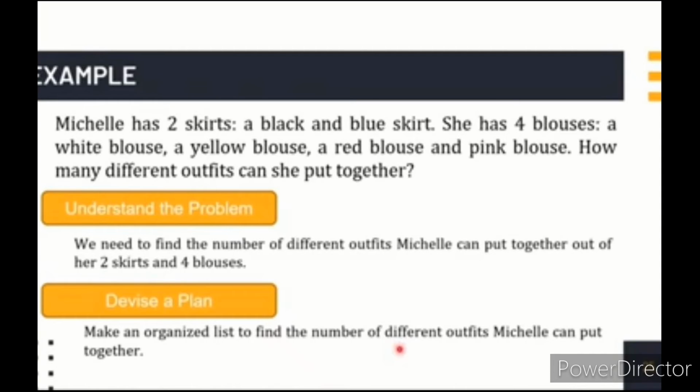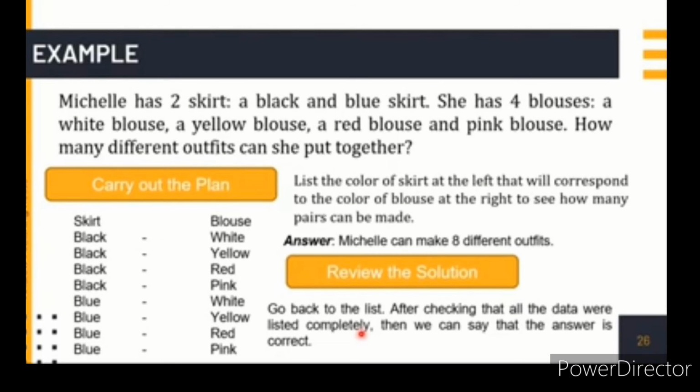So in this problem, again, we will use the 4 steps in problem solving. The first one is understand the problem. So we need to find the number of different outfits Michelle can put together out of the 2 skirts and 4 blouses. The next step is devise a plan. We need to make an organized list to find the number of different outfits Michelle can put together. The third step is carry out the plan.